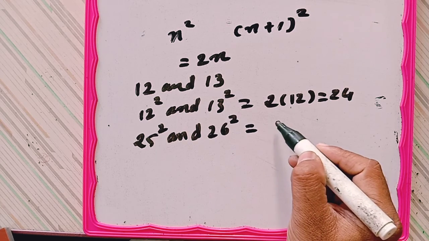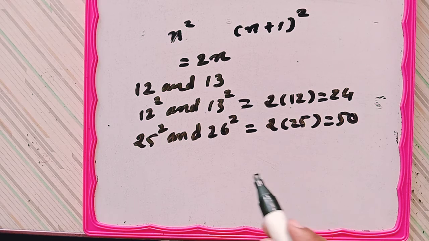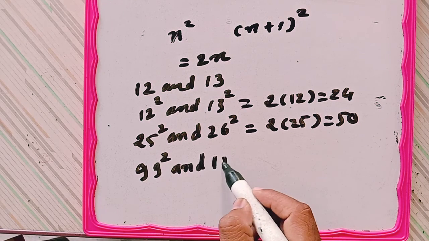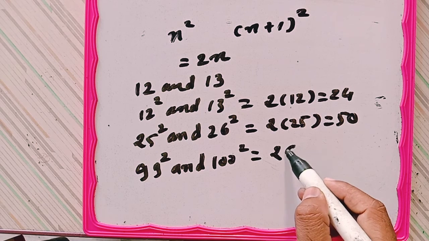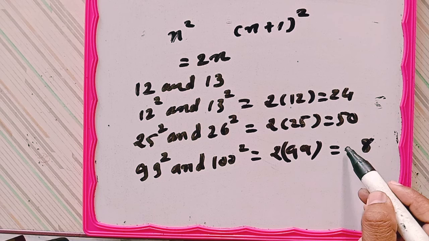Then 25 and 26. So it is 2 into 25, 50. And 99 square and 100 square. So it is 2 into 99, 18 carry 1, 198.